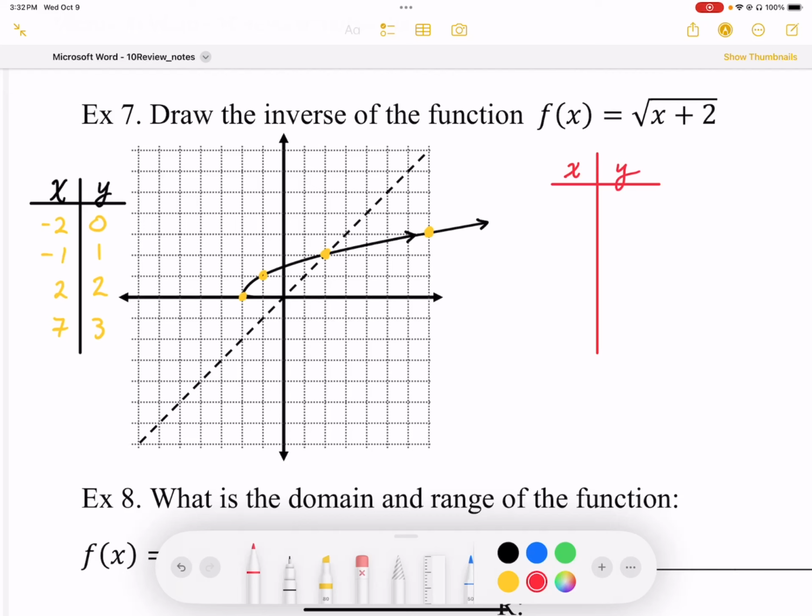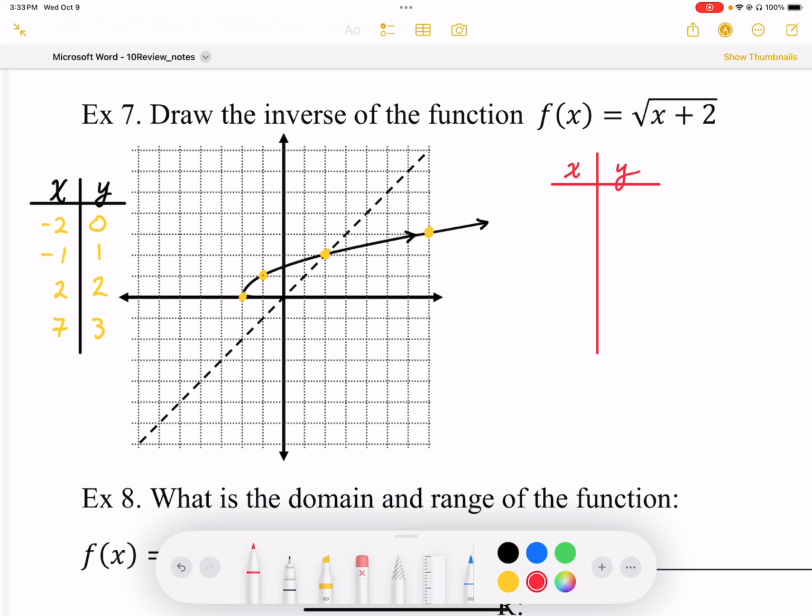Question number 7 asks us to draw the inverse function of f of x equals root x plus 2. So that black graph is square root x plus 2. It has a vertex at negative 2, 0. And on the left-hand side table, I've written in the coordinates I've highlighted in yellow.